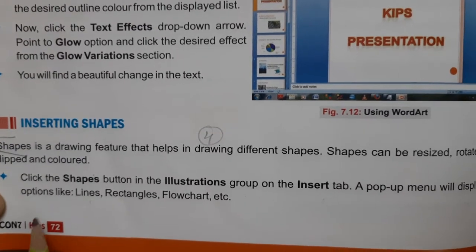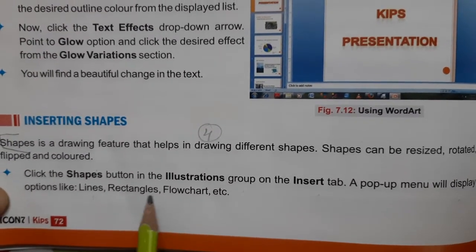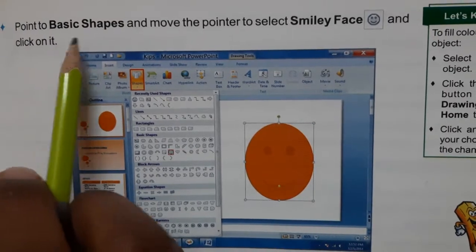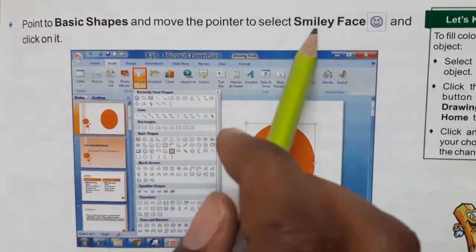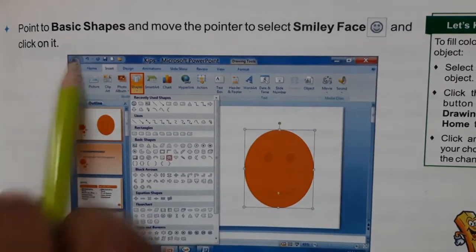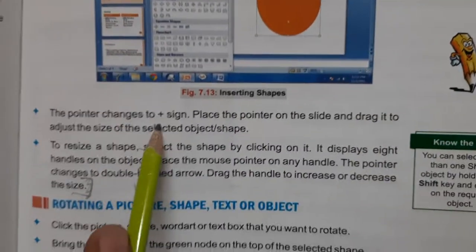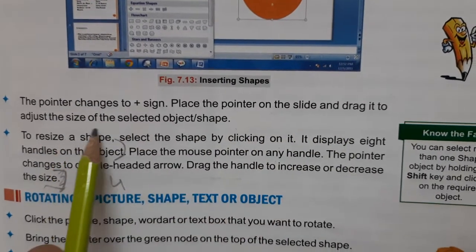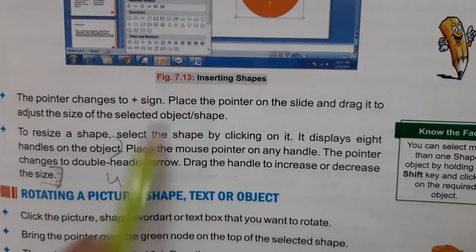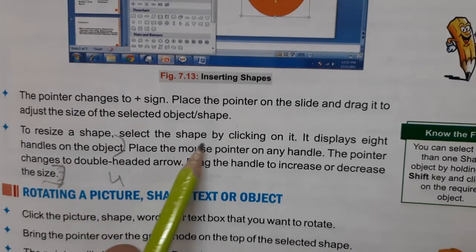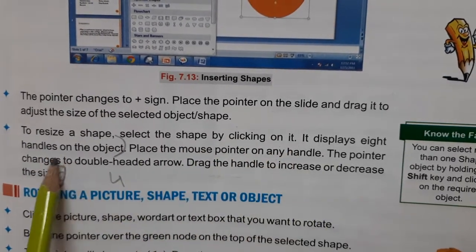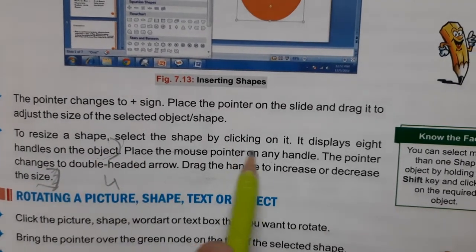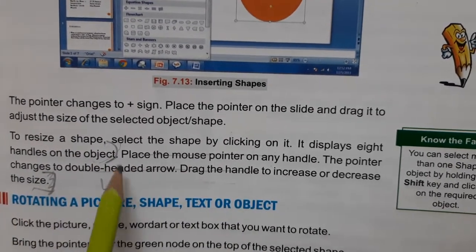Okay, pop-up menu will display options like lines, rectangles, flowcharts. Now turn the page. Point to basic shapes and move the pointer to select smiley face and click on it. Next, the pointer will change into plus sign. Place the pointer on the slide and drag it to the edges, the size of the selected object and shape. And to resize the shape, select the shape by clicking on it. It will display 8 handles on the object. Okay, till object you have to write. Next lines you need not write. So this is the answer number 4.